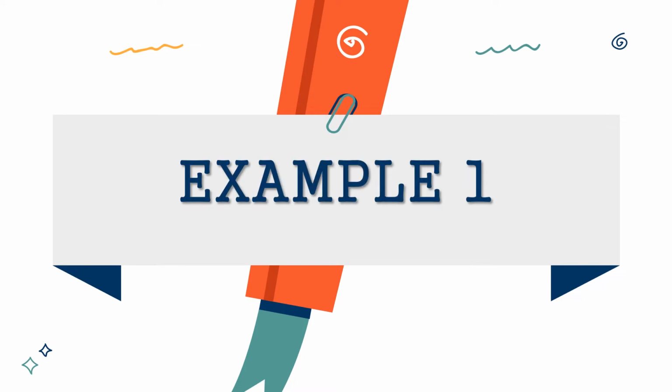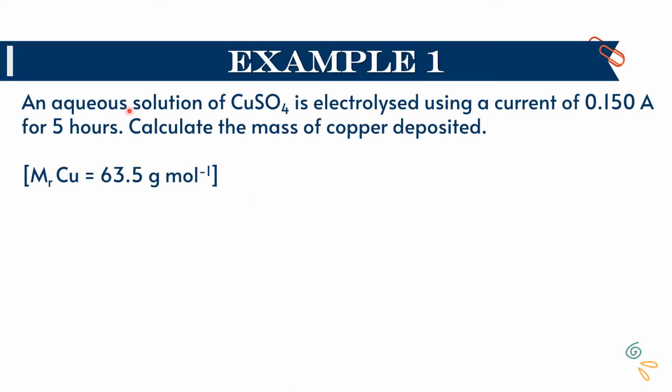Now, let's take a look at one example calculation. Example 1. An aqueous solution of copper sulfate is electrolyzed using a current of 0.150 ampere for 5 hours. Calculate the mass of copper deposited.